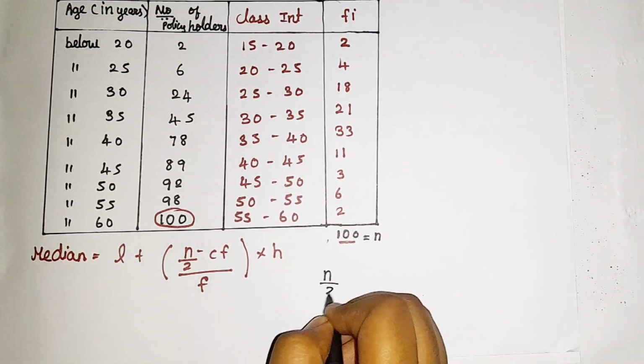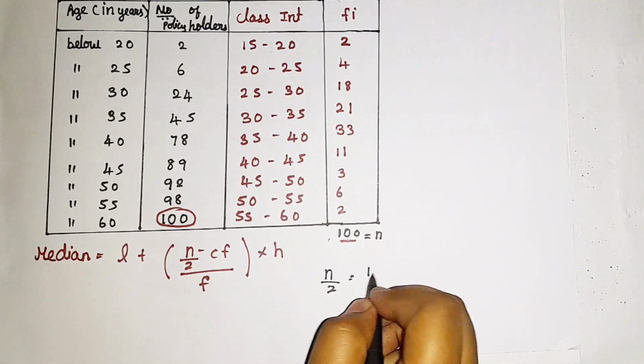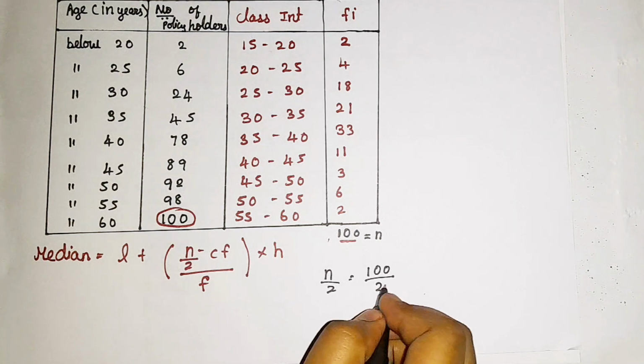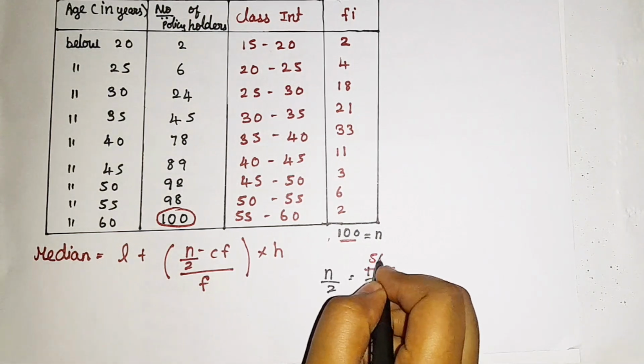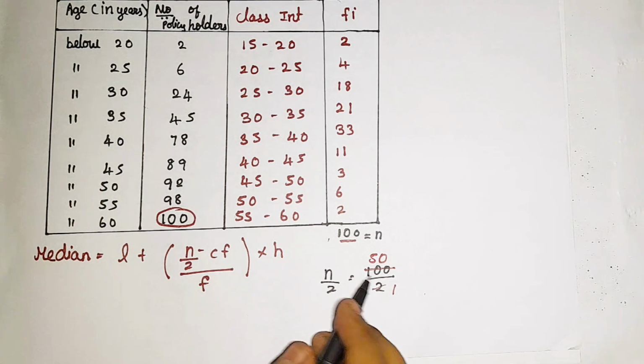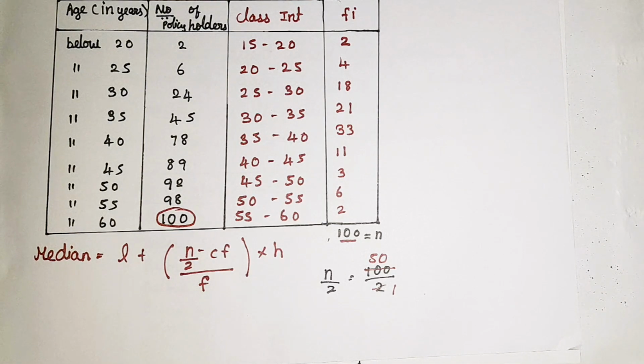So n by 2 is equal to, n value is 100, so 100 divided by 2. Cancel it. 1 2 is 2, 5 2s are 10, 50. So we got 50, isn't it? Now what is the meaning of this 50? I'll explain it again. Now we got the value as 50.